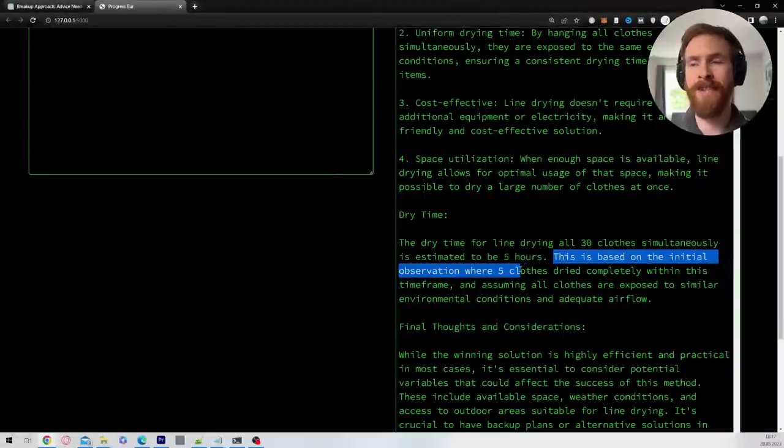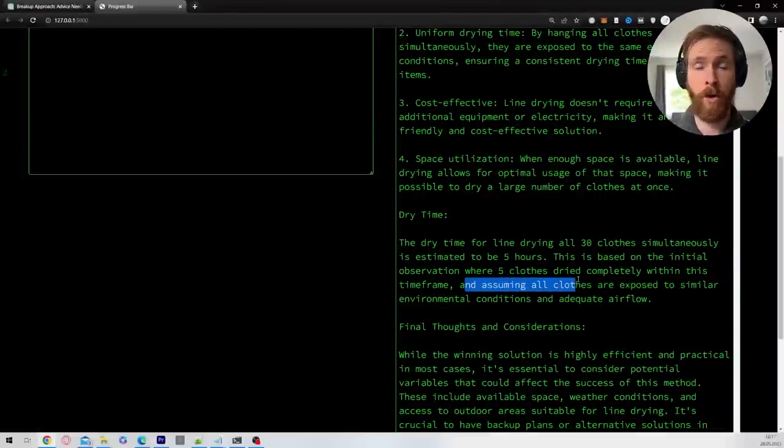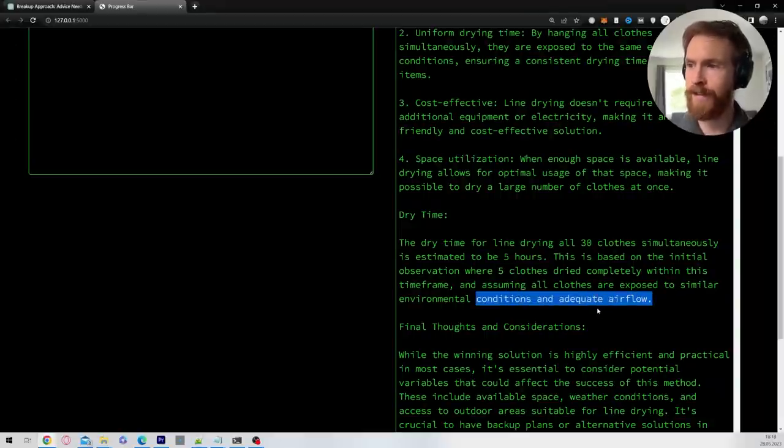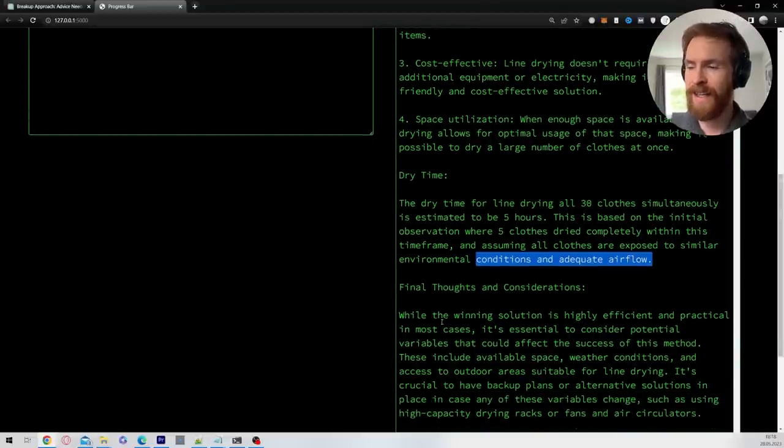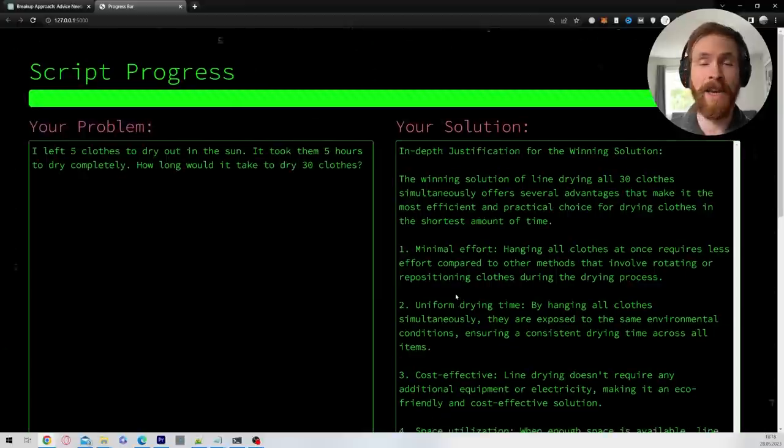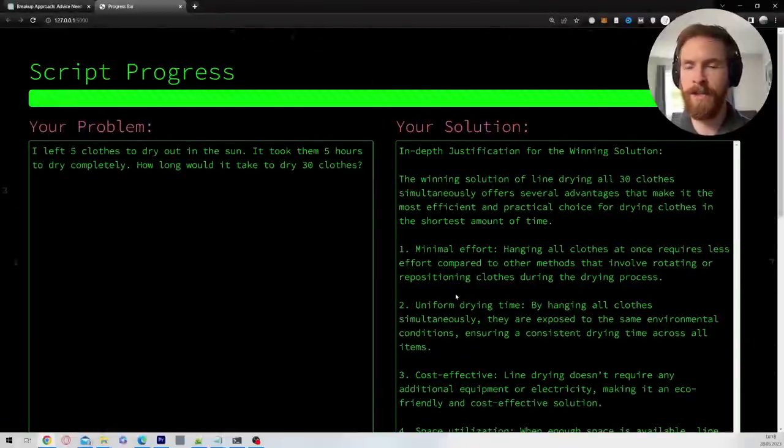This is based on the initial observation that 5 clothes dried completely within this time frame, and assuming all clothes are exposed to similar environmental conditions and adequate airflow. Perfect. That is exactly what I was looking for, and that is what the AI researcher asked GPT-4 and couldn't get the right answer. So this shows that using this tree of thought process, this kind of chain prompting, really improves reasoning, and that is exactly what I wanted to show in this video.